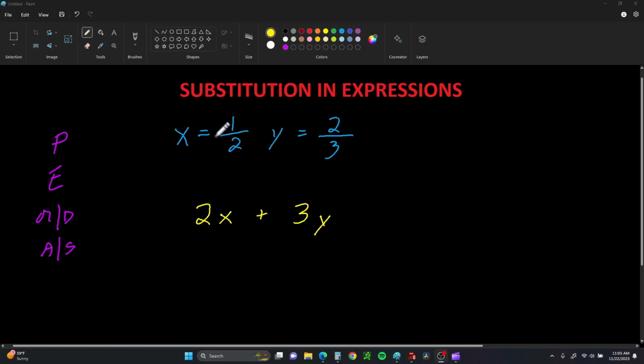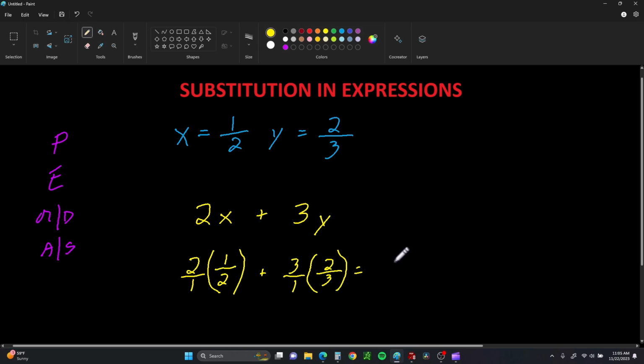This problem introduces fractions for my x and y, so when I go to substitute, I have 2 times, and in parentheses is going to be 1/2. And since I'm multiplying, I want to turn this 2 into a fraction. Any number can be turned into a fraction by putting it over 1, plus, and then 3 times y, and y is 2/3. And since this is a fraction inside, I want to turn this into a fraction outside.